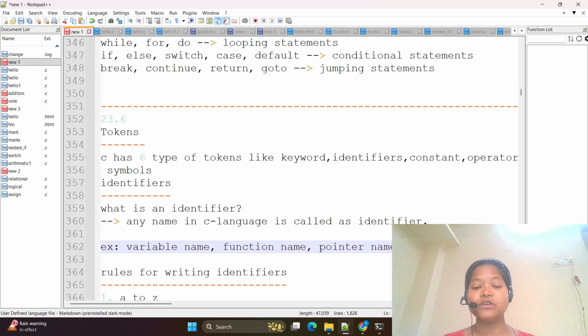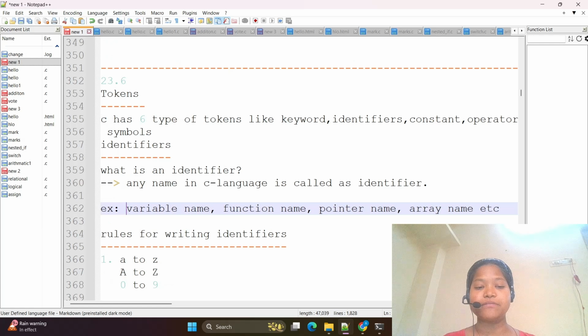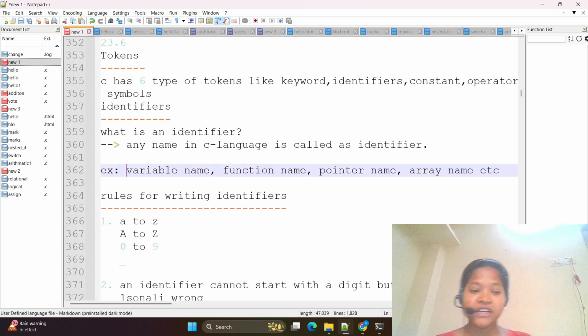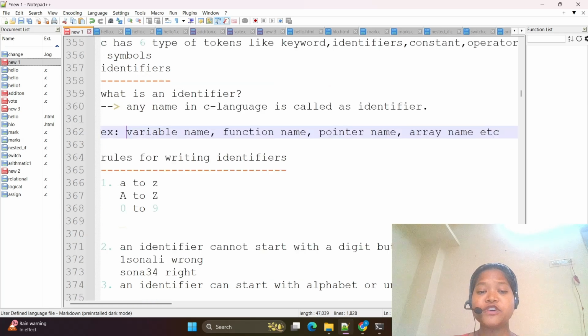In the name also, identifier is almost saying that for identification purposes only we keep some name for something. So an identifier is just a name in C language. It could be a variable name, function name, pointer name, any name. So I think you at least got the idea of what an identifier is. Whatever is required for identification, specifically a name, is called an identifier.